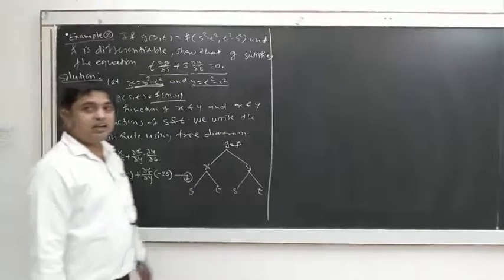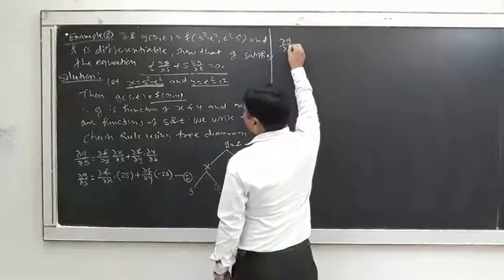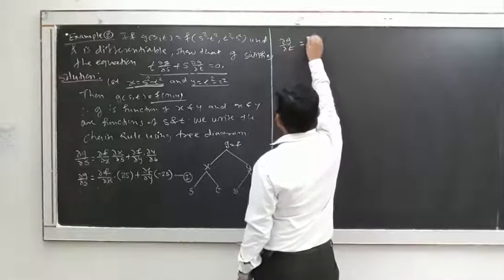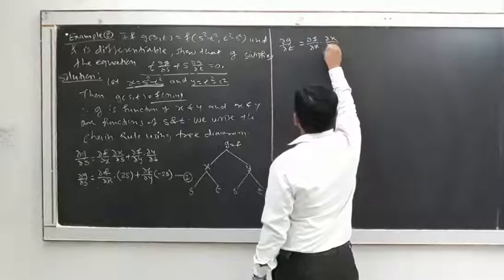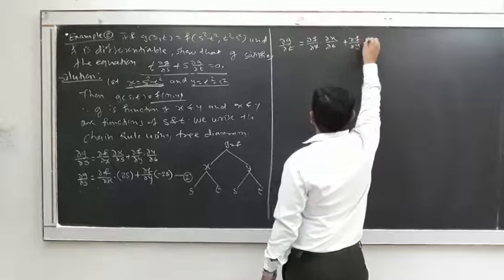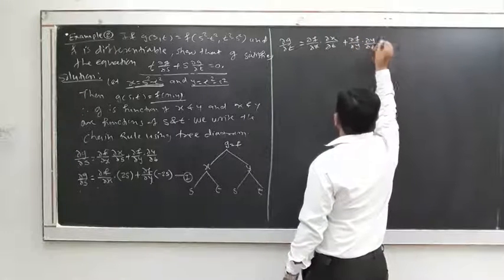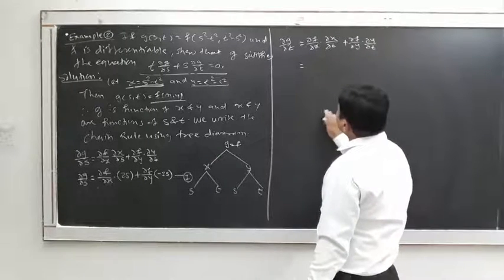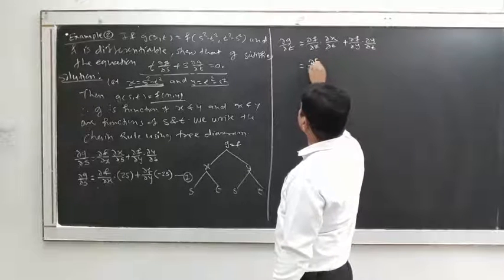Similarly, you can write the rule for ∂g/∂t. It is equal to ∂f/∂x into ∂x/∂t plus ∂f/∂y into ∂y/∂t. Just again put the values and find the partial derivatives. ∂f/∂x is the same.